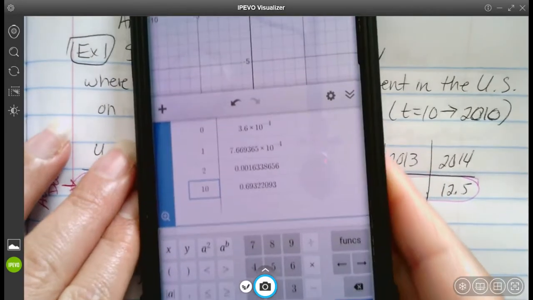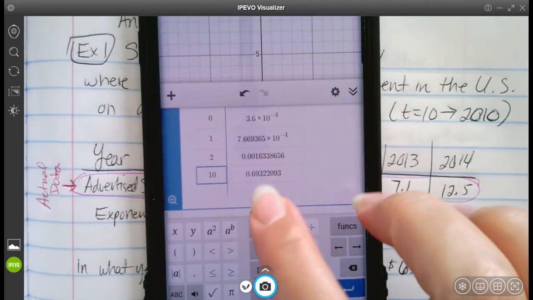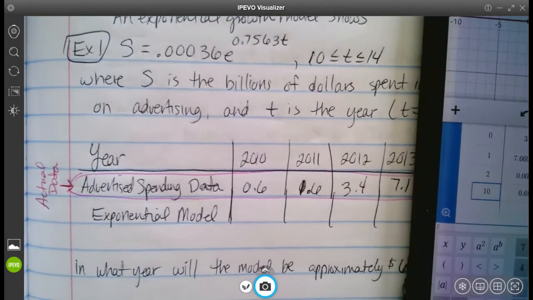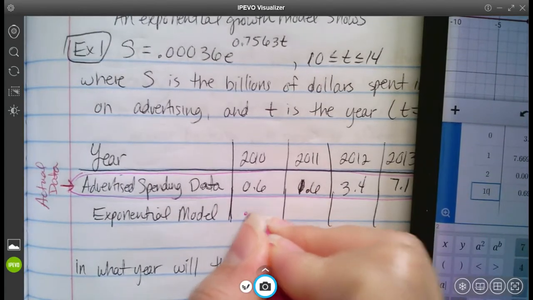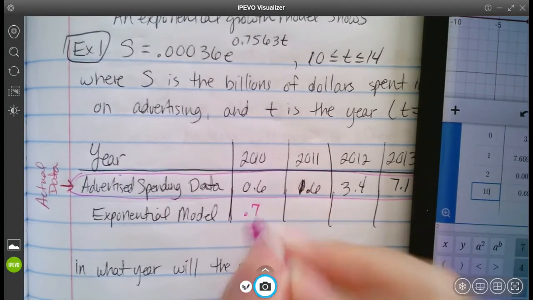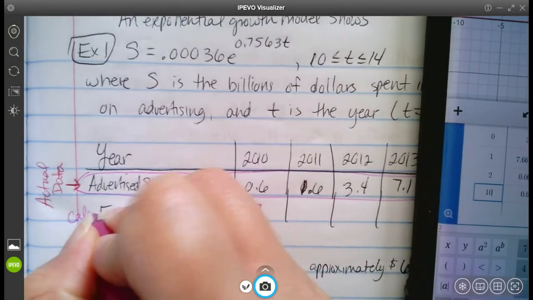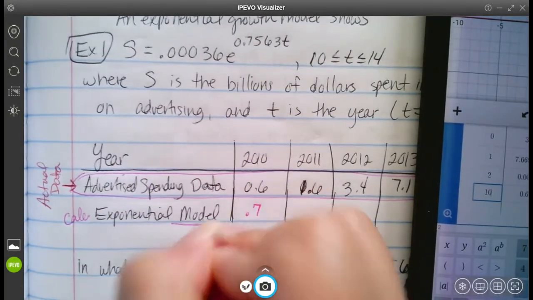Okay, so you can see that here is the 10 and the value is 0.693. So I'm going to go ahead and write that here and we're going to round it. So let's say it's 0.7, so we can kind of match it better with what we have here. Make sure you make a note. This is with the calculator and it's based on the model.